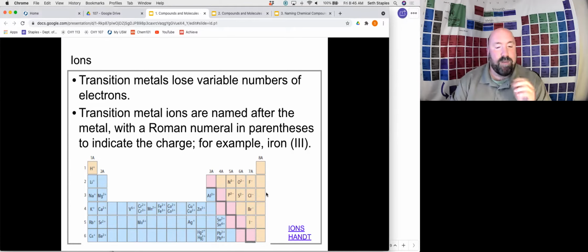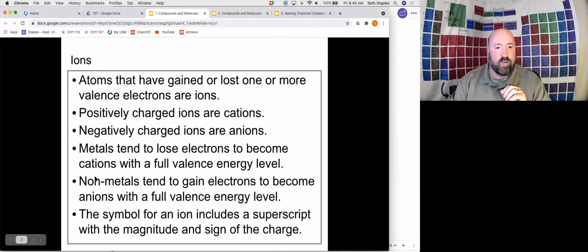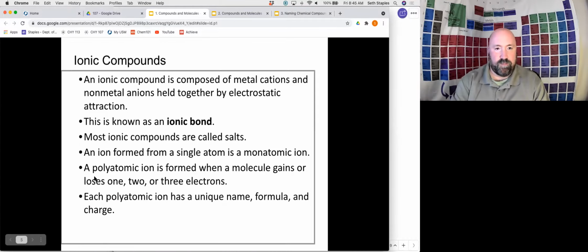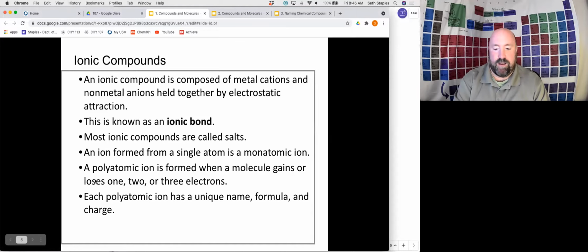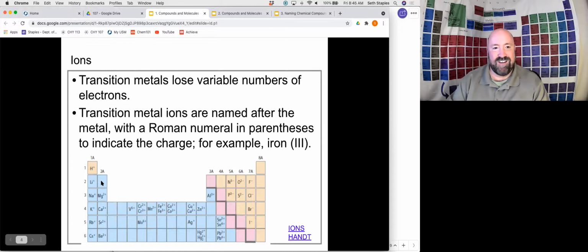So like I said earlier, metals will tend to lose electrons to become cations, and they do so in very predictable ways. Our alkali metals will lose 1 electron to form a positive 1 charge. Our alkaline earth metals will tend to lose 2 electrons to form plus 2s. And we'll skip over here, and really we only talk about aluminum in this column, but aluminum will lose 3 electrons to form a plus 3.